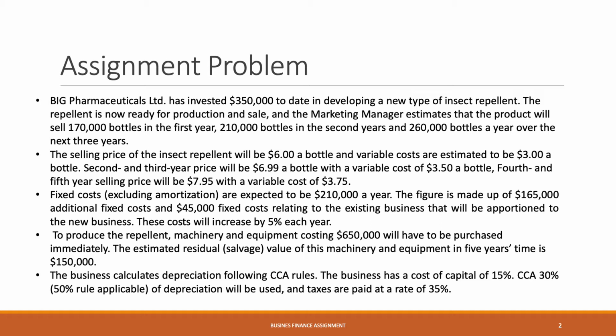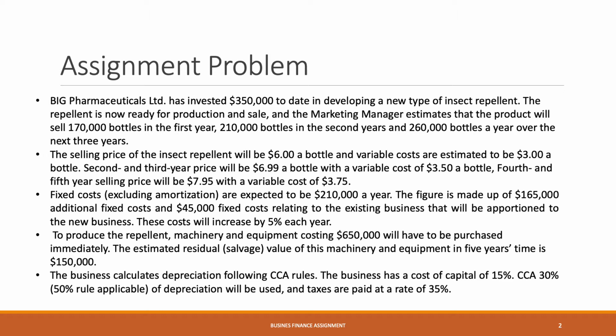Also, there will be some variable cost and fixed cost which will be incurred by the organization, as follows. The variable cost will be $3 for the first year, $3.5 for the second and third year, and $3.75 for the fourth and fifth year. The fixed costs are expected to be $210,000 per year, which includes $165,000 additional fixed cost and $45,000 existing business fixed cost. These costs will increase by 5% each year.